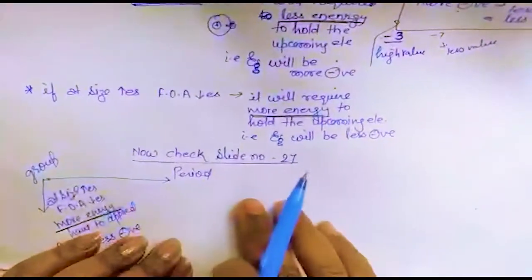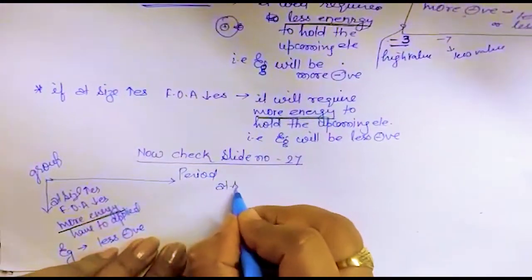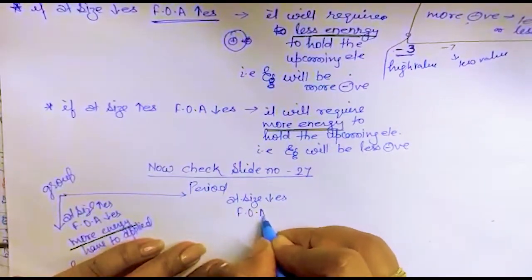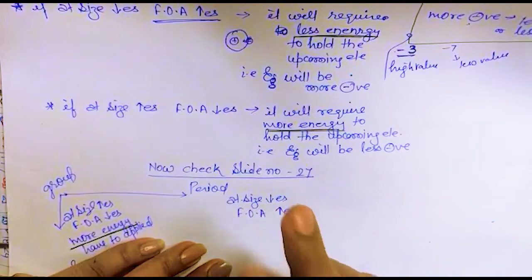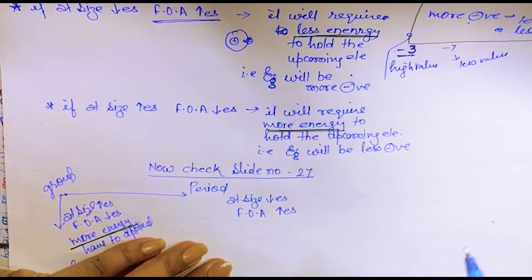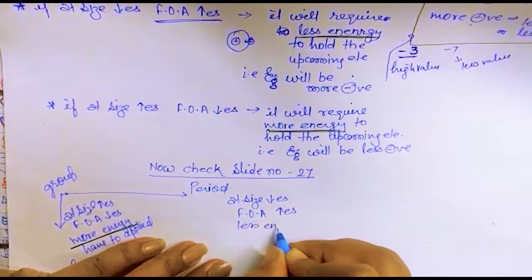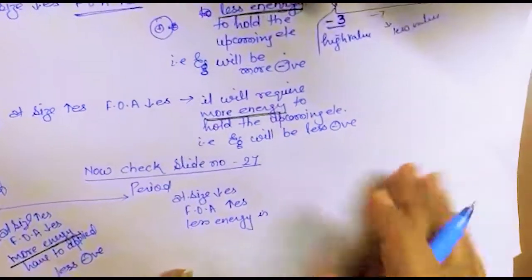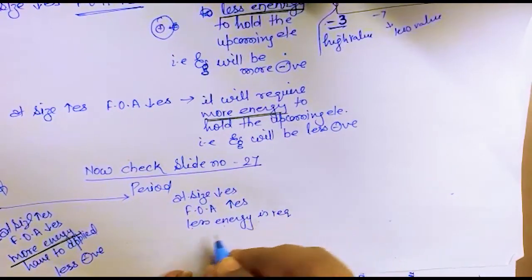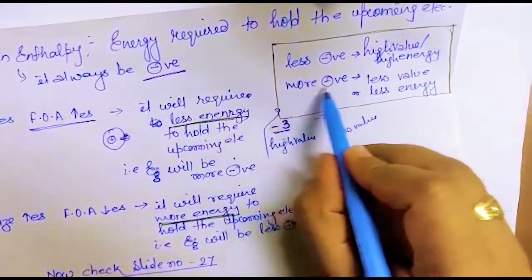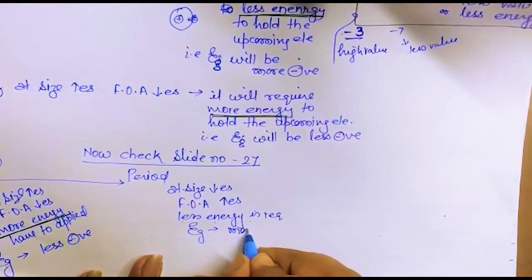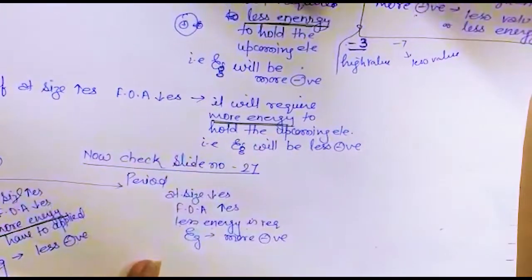Now, if we move in a period, atomic size decreases. If atomic size decreases, the force of attraction increases, and if force of attraction is already high over there, then no extra energy is required to put an electron over there, isn't it? So that means less energy is required. Got it? So if less energy, that means more negative, isn't it? So electron gain enthalpy will be more negative. Hope this concept is clear.